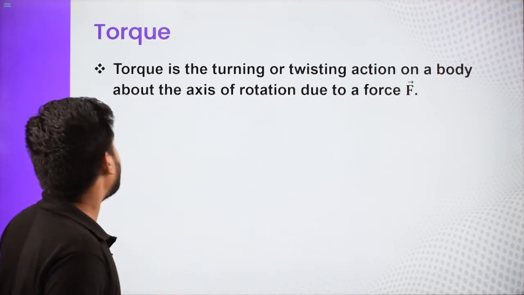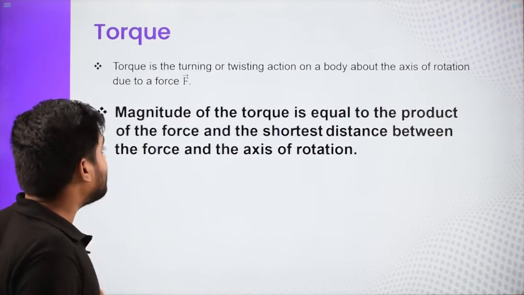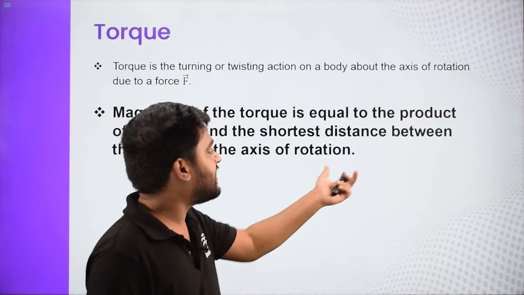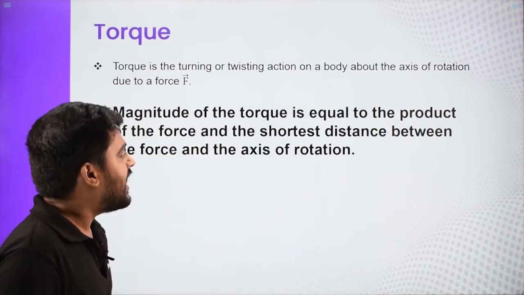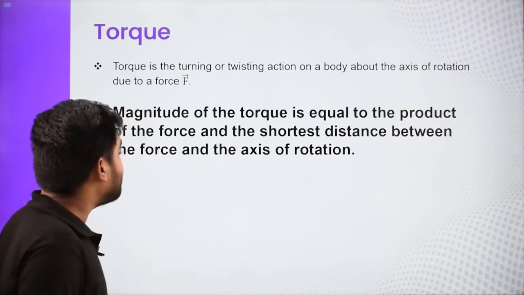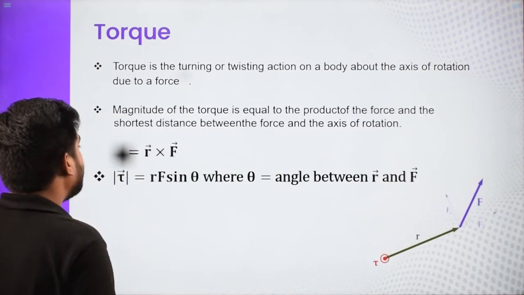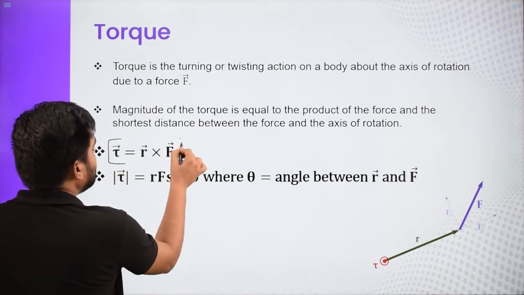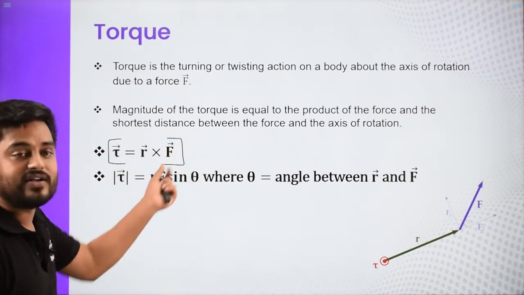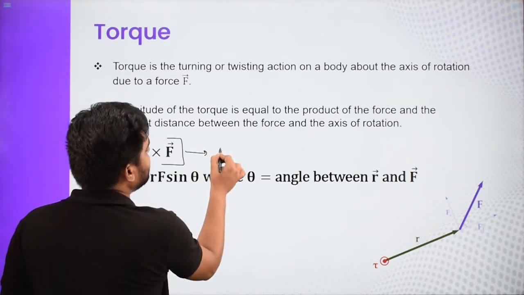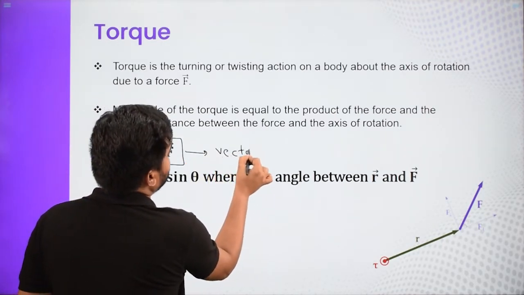So how do you define torque? The magnitude of torque is equal to the product of the force and the shortest distance between the force and the axis of rotation. If we want to define it vector-wise, the torque vector is equal to R cross F. It is a vector product, so it gives a vector result. So it is a vector quantity.